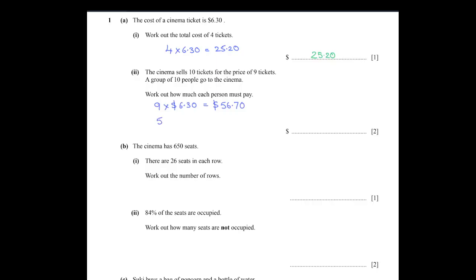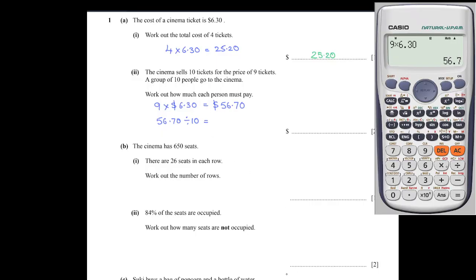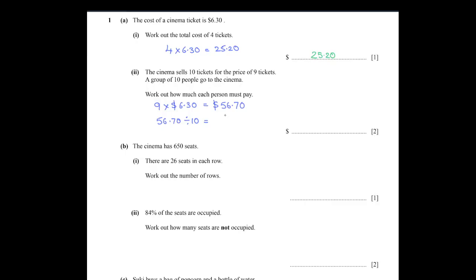So 56.70 divided by 10, divide this answer by 10, is equal to 5.67. Each person has to pay $5.67.